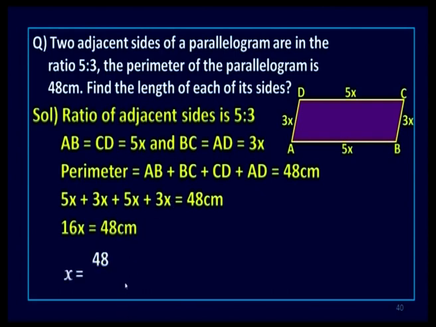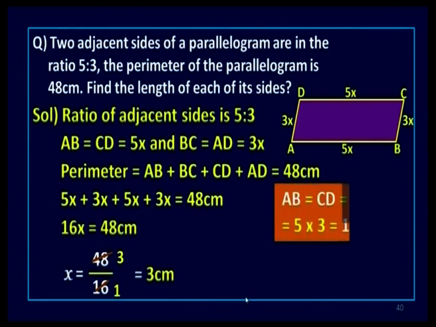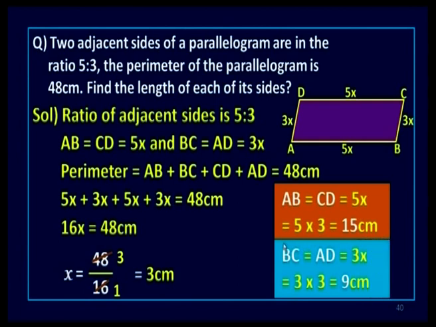So x equals 48 by 16. Children, can we cancel here? Yes, 16 1s are 16, 16 3s are 48. So what is x, children? Yes, it is 3 centimeters. So AB is equal to CD. Children, here this is the parallelogram. In a parallelogram, opposite sides are equal. So AB equals CD equals 5x. What is x, children, here? It is 3. So 5 into 3 is equal to 15 centimeters. And BC equals AD equals 3x. So 3 into 3 is equal to 9 centimeters.